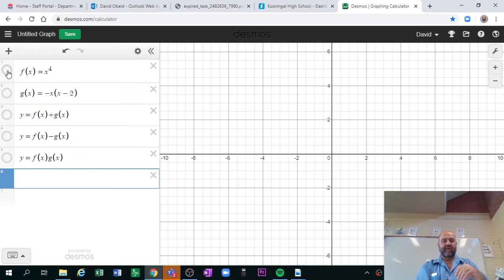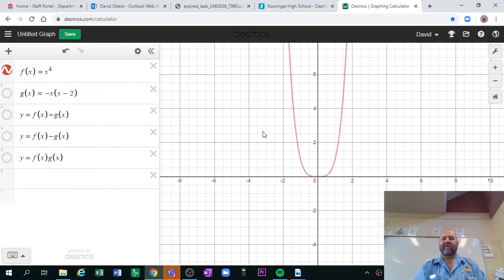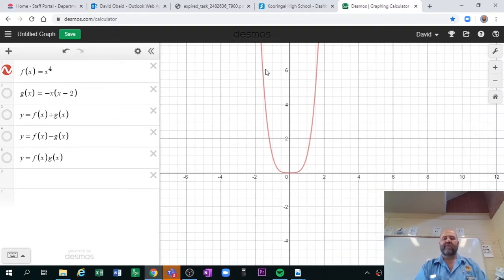The first part of the question in the textbook asked us to add the ordinates, so get y equals f of x plus g of x, where f of x was x to the power of 4. Now, we've seen this graph before. X to the power of 4 is basically just a steeper version of the parabola y equals x squared. Steeper on the sides and flatter on the bottom.